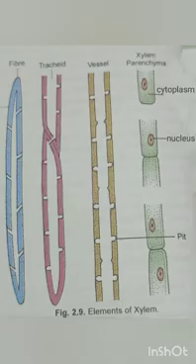Let's see. Tracheids and vessels are tubular in structure, which allows them to transport water and minerals vertically, whereas parenchyma stores food and helps in the sideways conduction of water. And xylem fibers are mainly supportive in function.